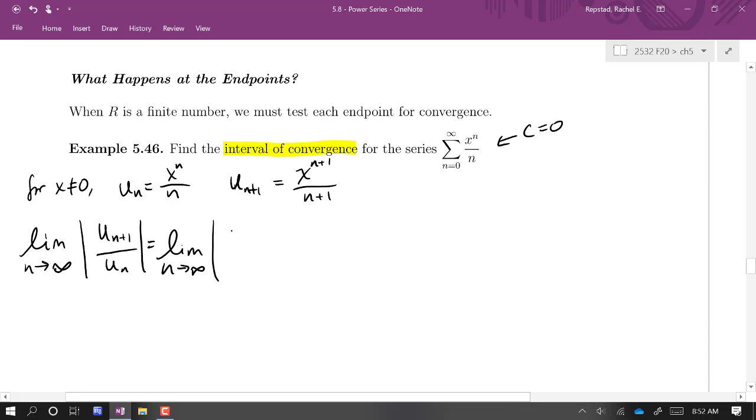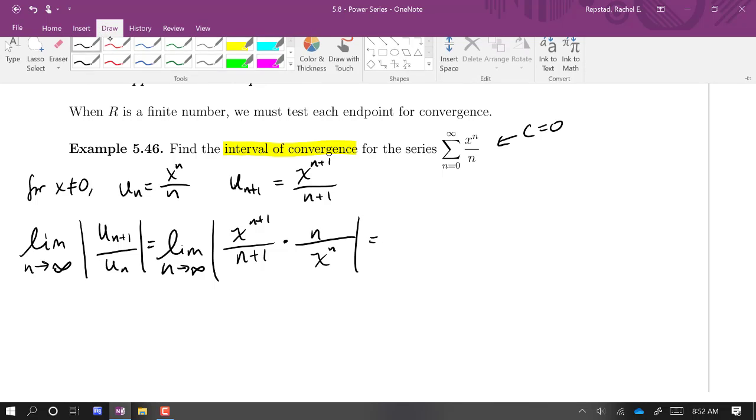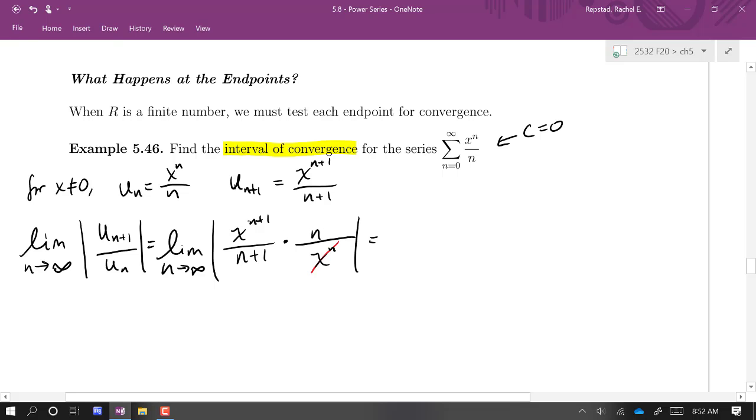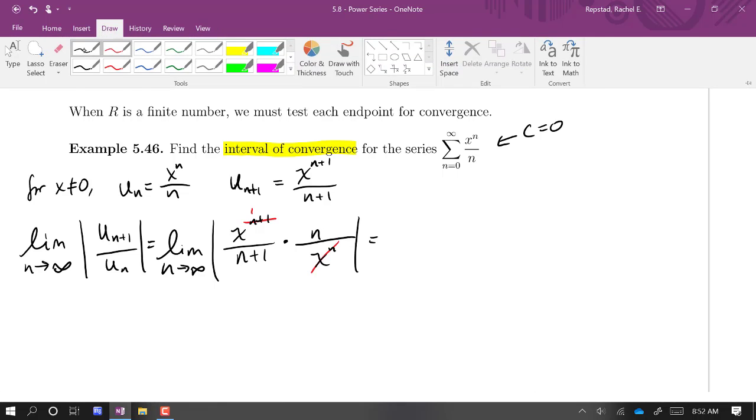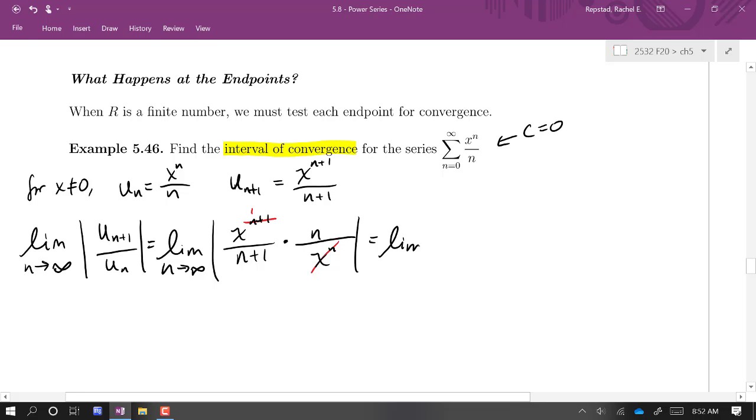So u sub n plus 1 is x to the n plus 1 over n plus 1. I'm going to multiply it by the reciprocal of u sub n, so that's n over x to the n. Do some canceling on those powers of x, so we just have a single factor of x up top: x times n over n plus 1. I'm going to grab that factor of x and yank it outside of the limit. When we do that, we have to keep it inside absolute values.